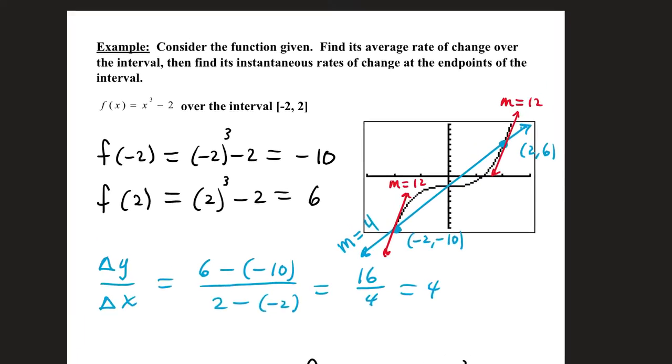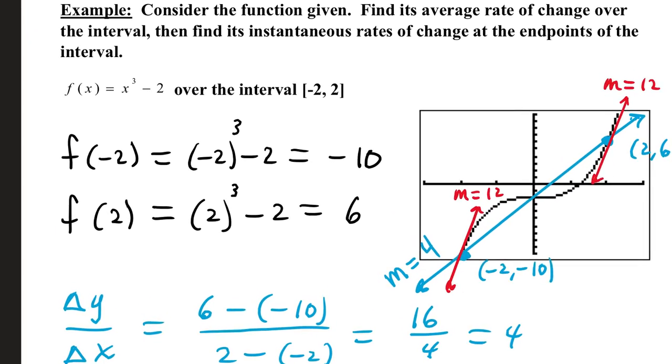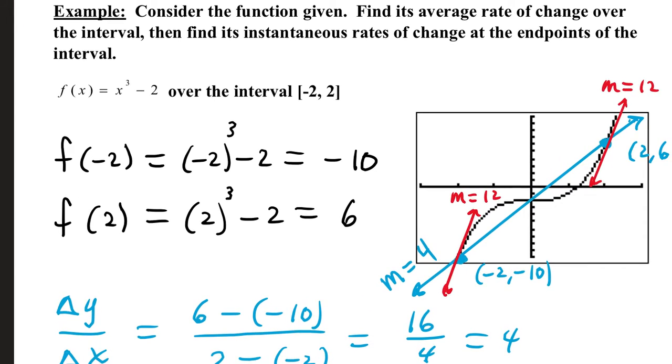Consider the function given. Find its average rate of change over the interval, then its instantaneous rates of change at the endpoints of the interval. So we're going to take the function x cubed minus 2, and we're going to investigate it over the interval -2 to 2. So we're only going to consider an x value of -2 to +2. That's the interval. This is the function x cubed minus 2.